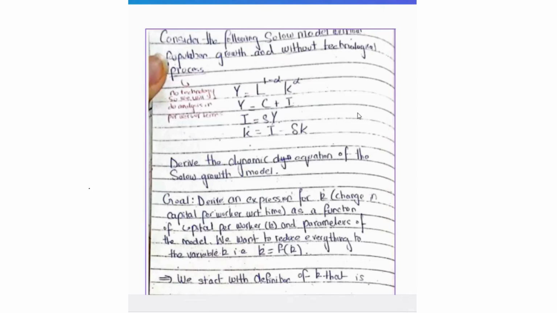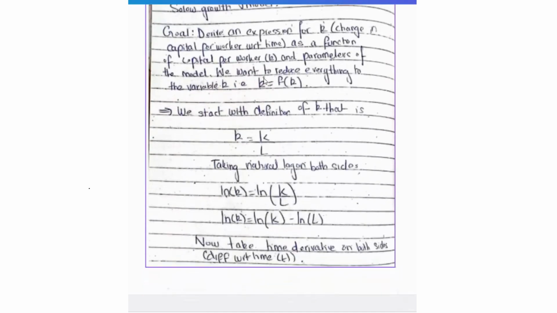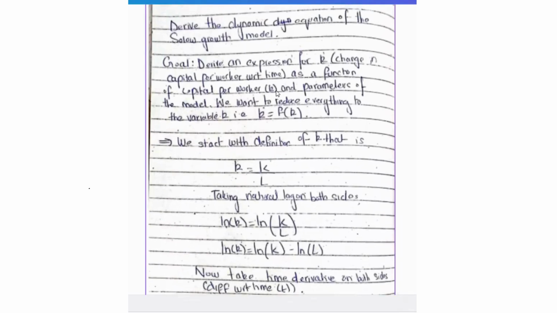Since here we're looking at the Solow model without technological progress, we will do all of our analysis in per worker terms. If we had labor augmenting technological progress, only in that case do we do analysis in per effective worker terms. So to find k dot as a function of k, we start with the definition of small k, capital per worker, that is small k is equal to K by L. Since the goal is to find k dot, we take natural logs and time derivative on both sides.